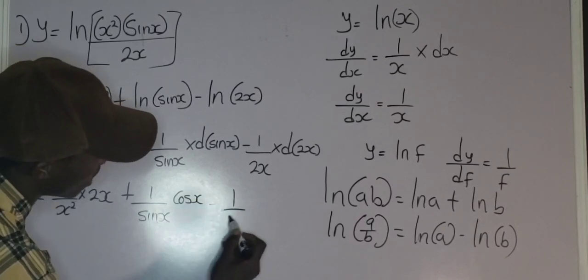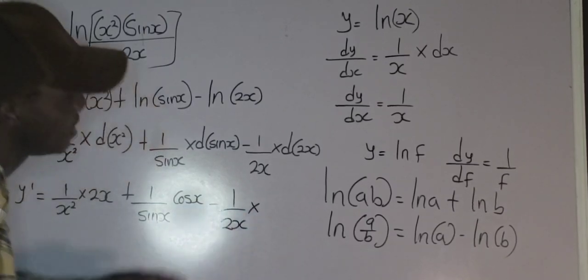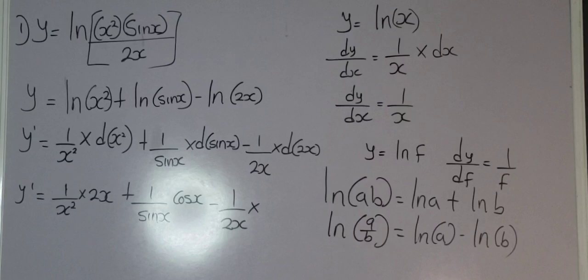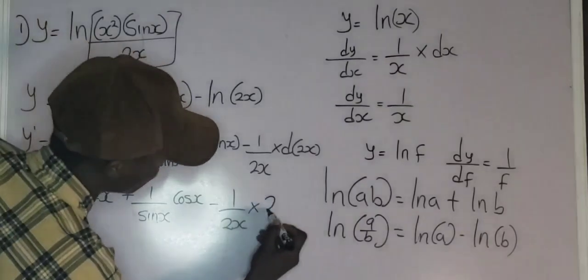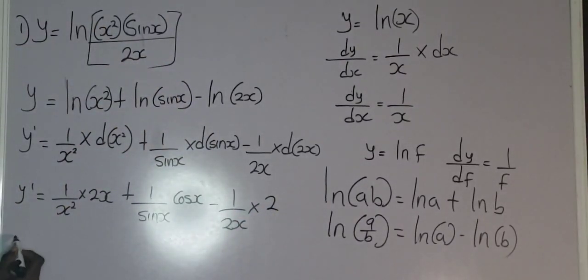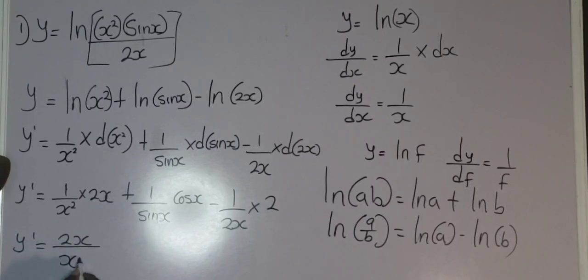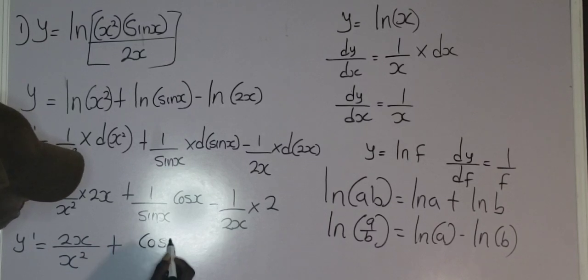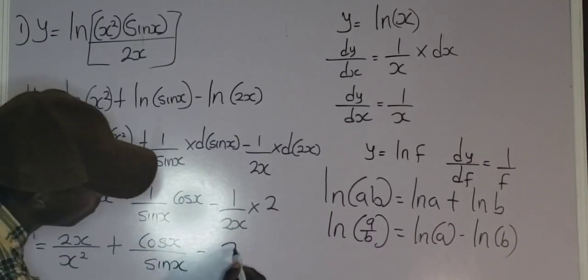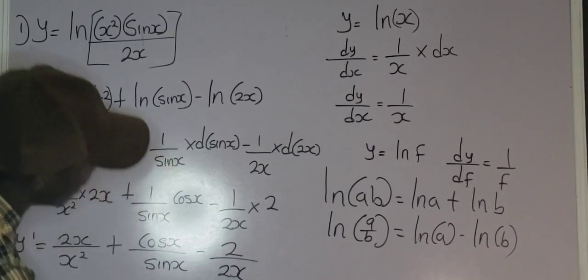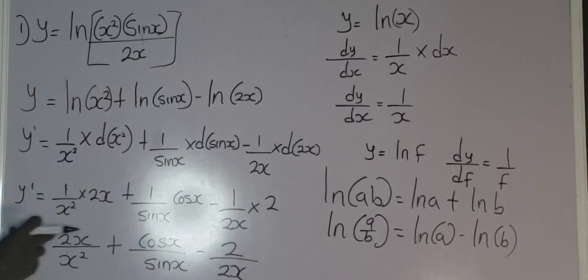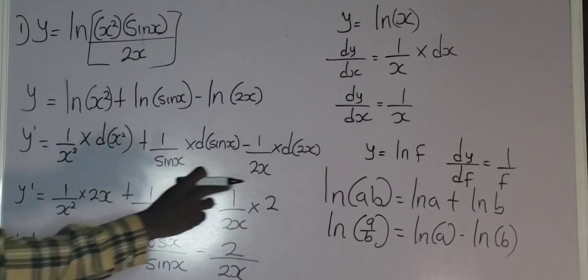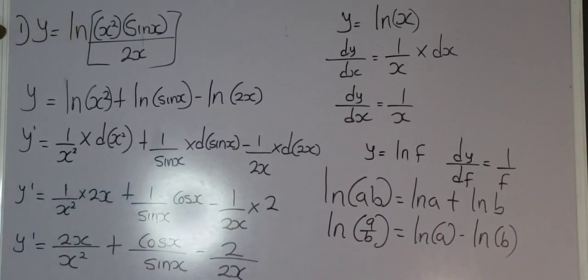minus 1 over 2x multiplied by, if you differentiate 2x, that will be what? 2. So that is what? 2. Let's proceed. The derivative of y now equals 2x over x squared plus cos x over sine x minus 2 over 2x. I just multiplied 2x by 1, I got this. Cos x by 1, I got this. 2 over 2 multiplied by 2x, I got this.